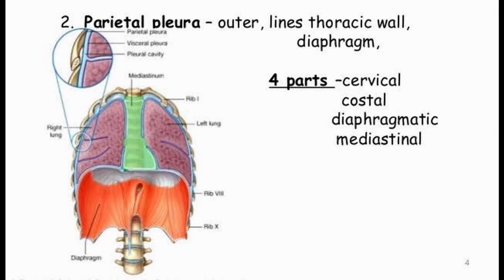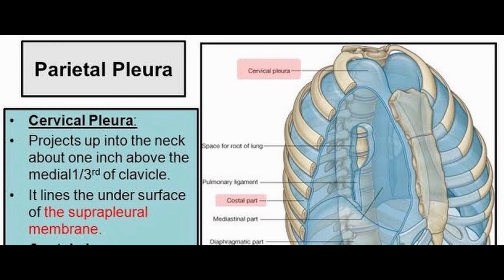Firstly, we discuss the cervical pleura. The cervical pleura projects up into the neck about 1 inch above the medial third of the clavicle. Cervical is the term used for the neck. This pleura projects up into the neck, and it lines the under surface of the suprapleural membrane. Supra is the term used for the upper surface. In the diagram the cervical pleura is shown, so you can understand easily.